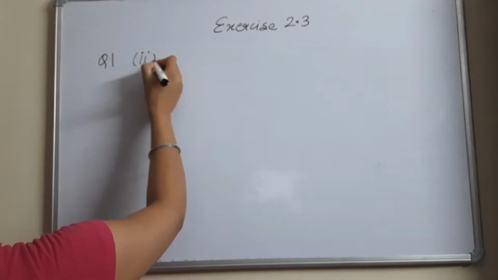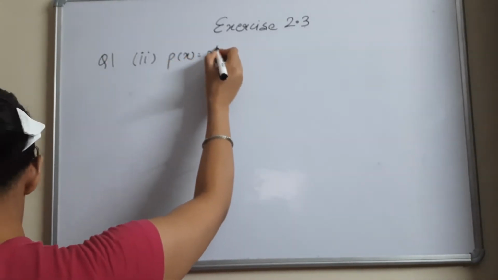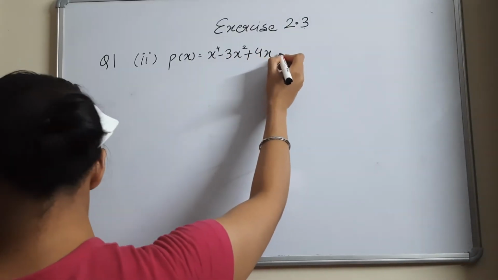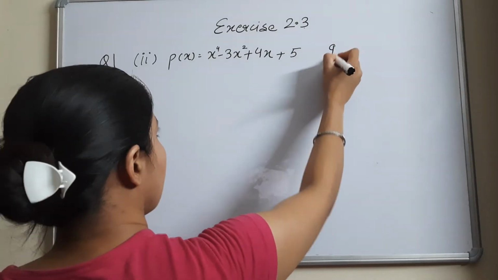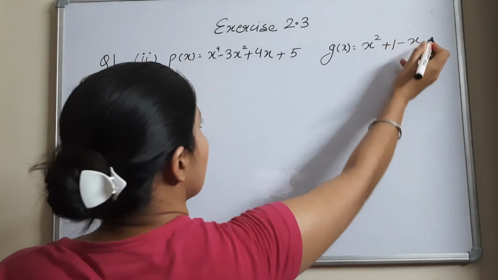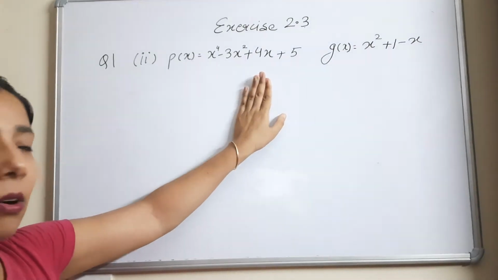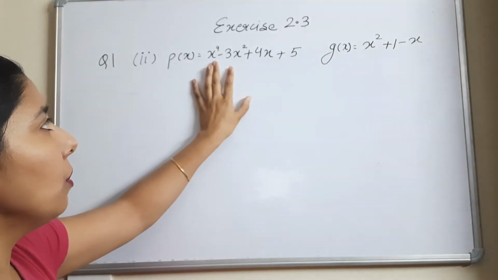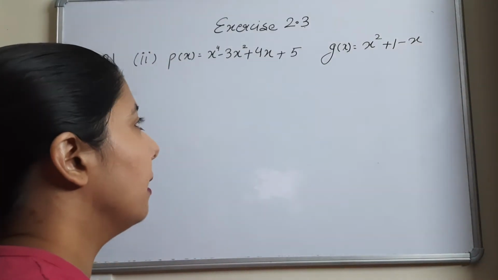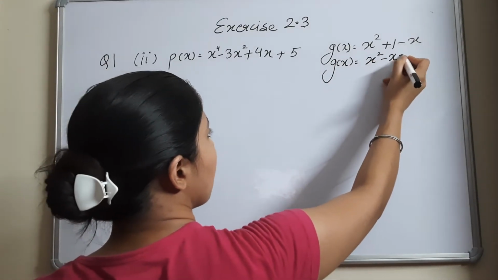Question number 2. Divide p(x) = x⁴ − 3x² + 4x + 5 by g(x), which is given as x² + 1 − x. First of all, check the degrees, whether they are in the right order or not. Here the degrees are in the right order: 4, 2, 1, constant. Here check, this is 2, constant and 1. Just correct the degrees, like you will write g(x) as x² − x + 1.